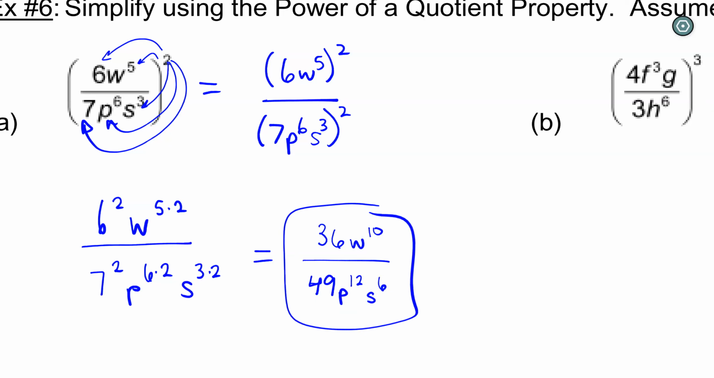And since there are no like variables on top and bottom, none cancel out. I can just leave it that way. I want you to try out B. I'll give you about 15 seconds. I'm trying not to rush you. I want you to try B.